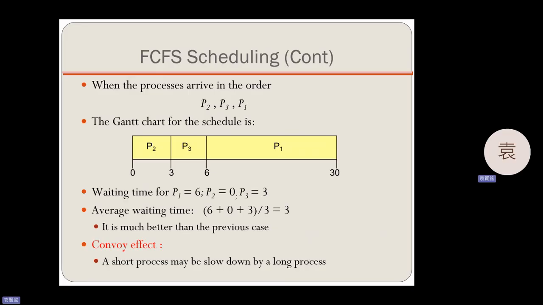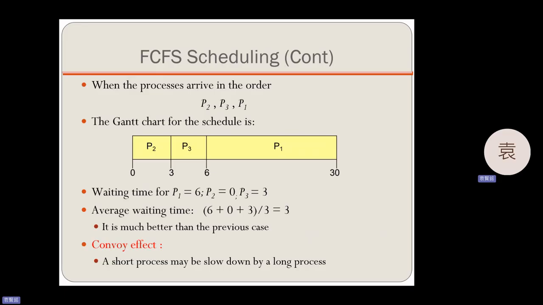And the schedule difference, you can see that the job requiring more CPU time with scheduling data, then the average waiting time will become less. So this is a very interesting phenomenon. We call it convoy effect. Okay, a short process may be slowed down by a long process.